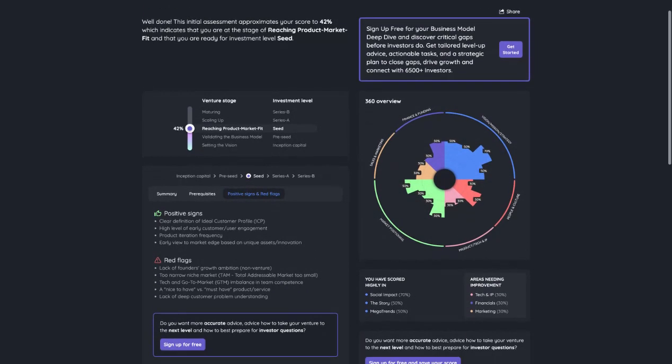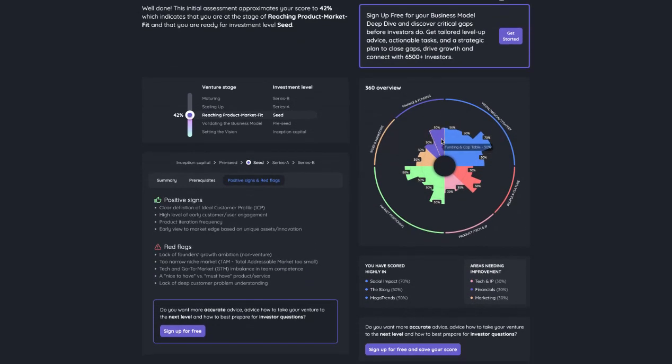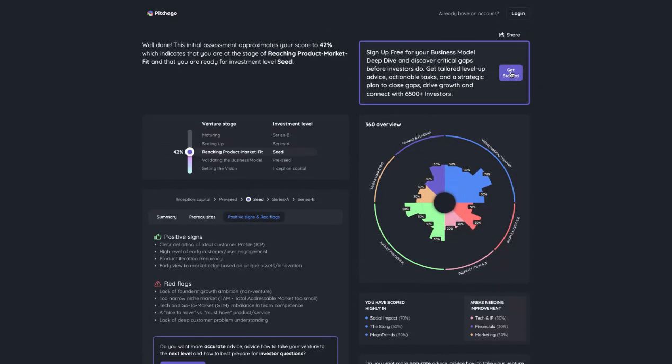Now, if you want to go and open up and go deeper into each of these areas, you click here to get started, where basically it says you can now do a deeper dive into your business. You can get tailored level up advice, you can do actionable tasks, and you can build a strategic action plan to close the gaps and be ready for investments. You also have access to around 6,000 investors.